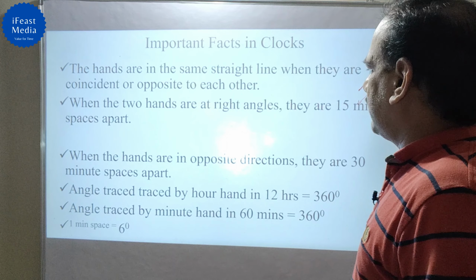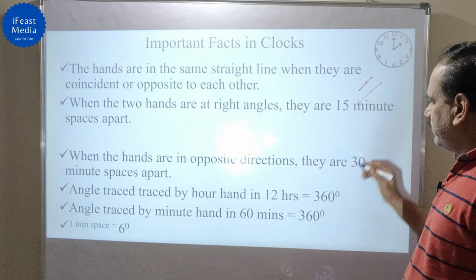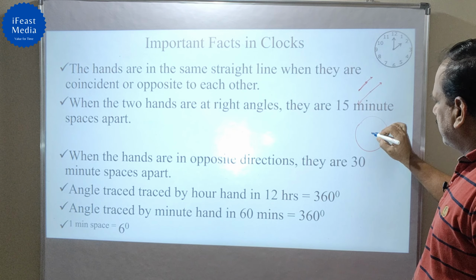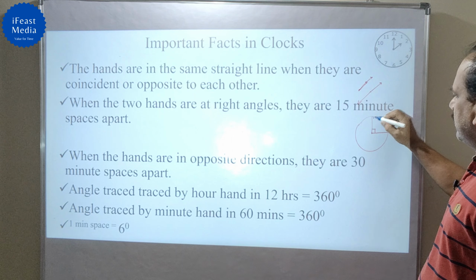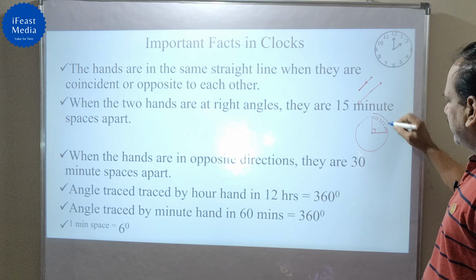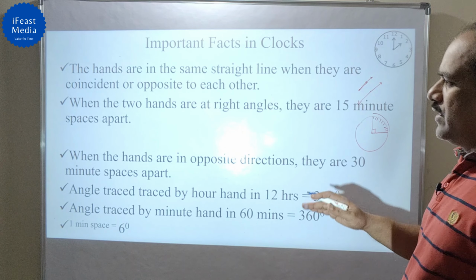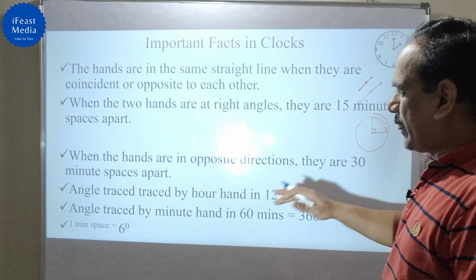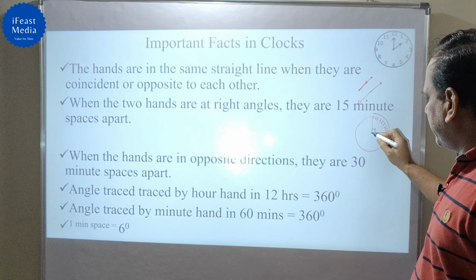When the two hands are at right angles, they are 15 minute spaces apart. This is very important. When the two hands are at right angle, the number of minute spaces between them is 15 minute spaces. And in every 1 hour, they will be at right angle 2 times. You will see how. When the hands are in opposite directions, they are 30 minute spaces apart.